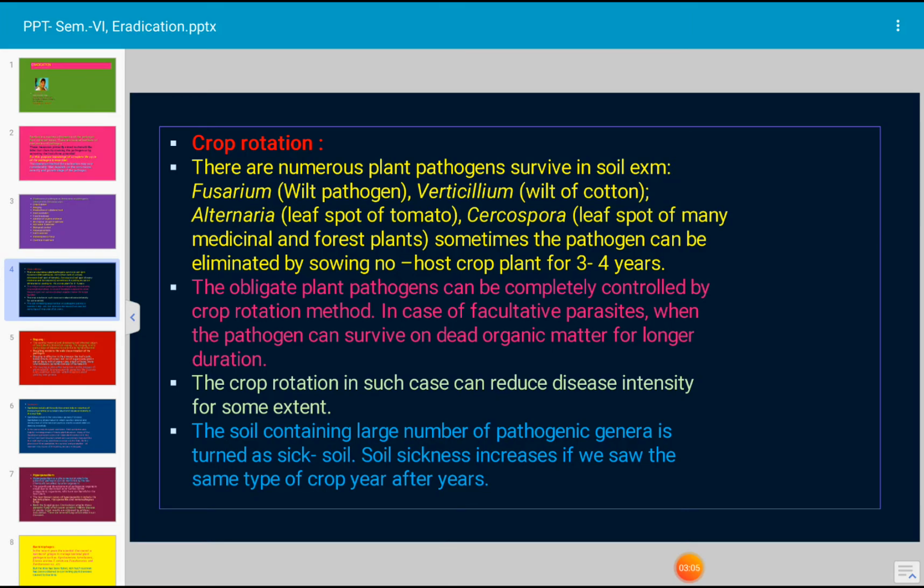The soil containing a large number of pathogenic genera, in which many plant pathogens are present, is termed as sick soil. Soil sickness increases if we have sown the same crop year after year.